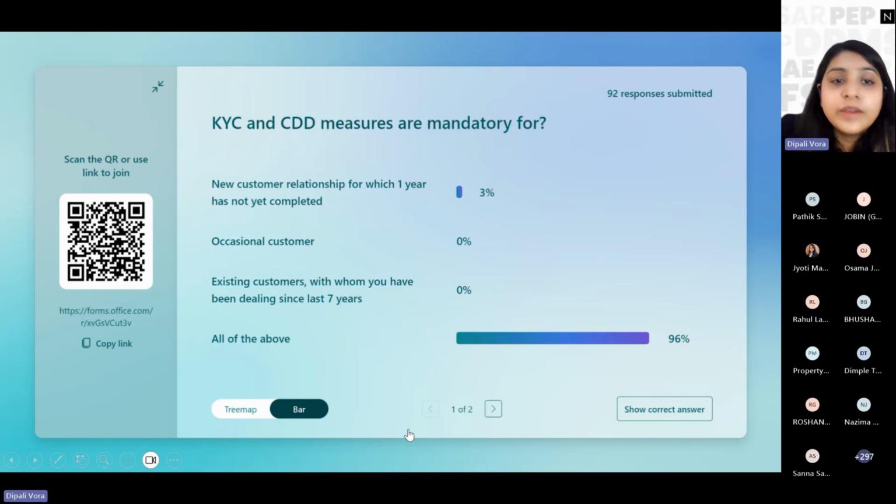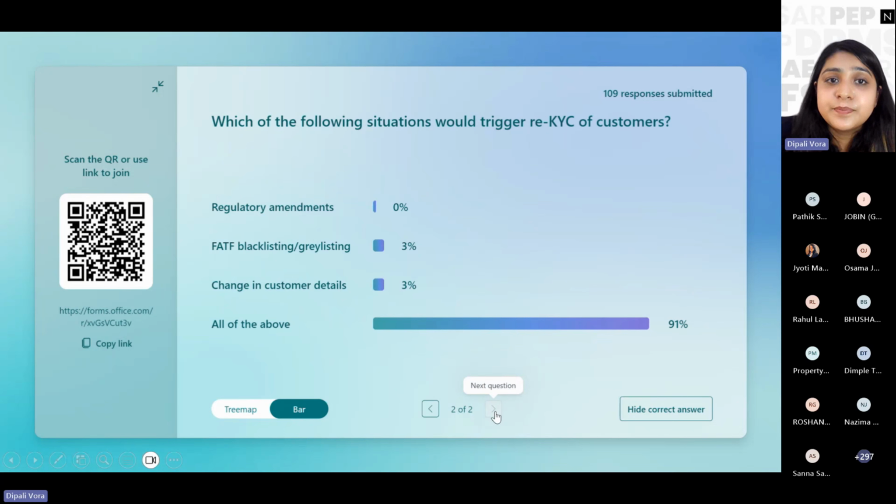Okay, so the correct answer is all of the above. We are required to perform KYC and CDD for all of the customers, be it occasional, the new customers that we've just onboarded, or the ones who have been associated with us for quite a long period of time. The second question was, which of the following situations would trigger re-KYC of customers?